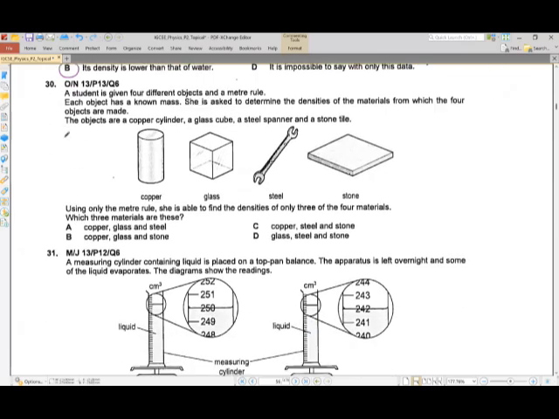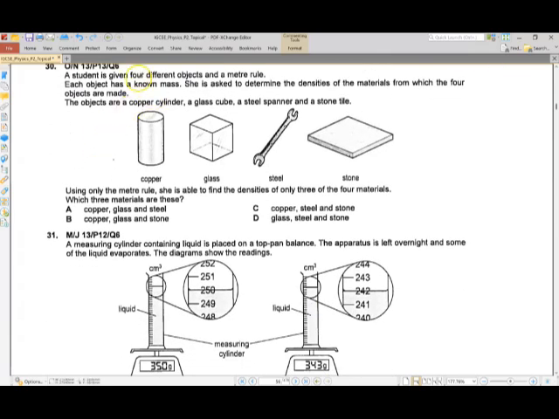Okay, so moving on to question number 30. A student is given 4 different objects and a meter rule. Each object has a known mass. She is asked to determine the densities of the material from which the 4 objects are made. The objects are a copper cylinder, a glass cube, a steel spanner and a stone tile.